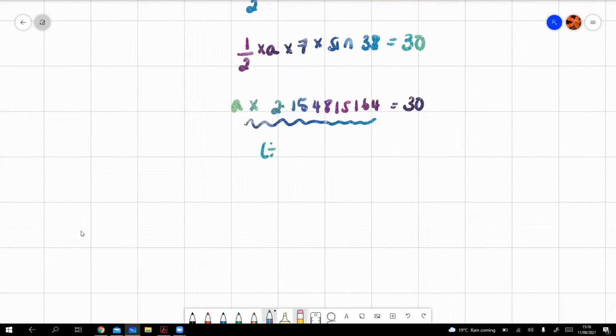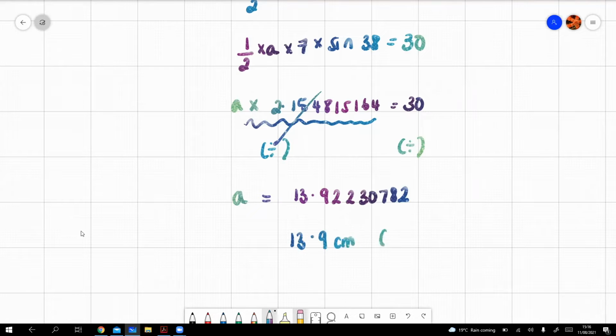Now, how do you get rid of a times by 2.154815164? Well, I divide by that on both sides, don't I? So I'm just going to write the divide number rather than writing the whole decimal. If I divide by 2.154815164 on this side, that disappears. I'm just left with A, and I've just got to do 30 divided by that on my calculator. So 30 divided by 2.154815164, and I end up with 13.9223072, and we are working out A, so I'm just going to round that now, 13.9 centimeters to 1 decimal place, and there we are.